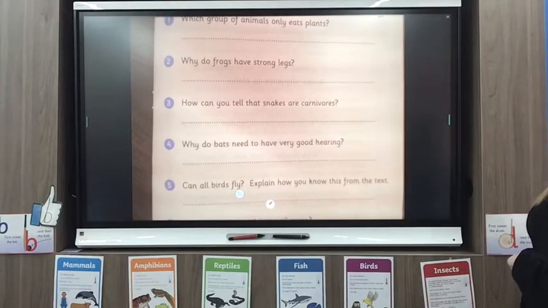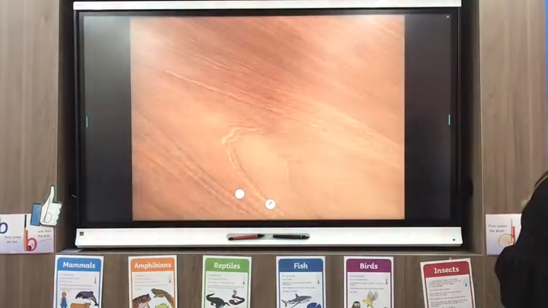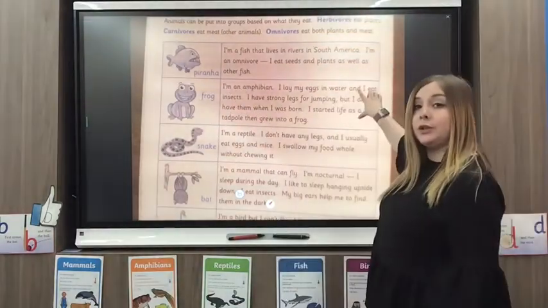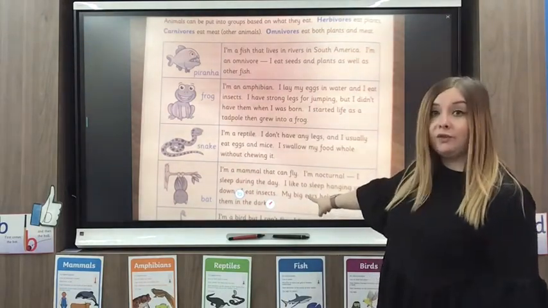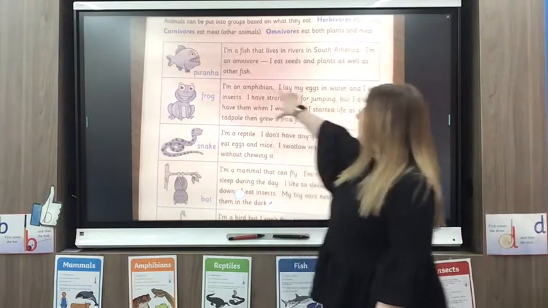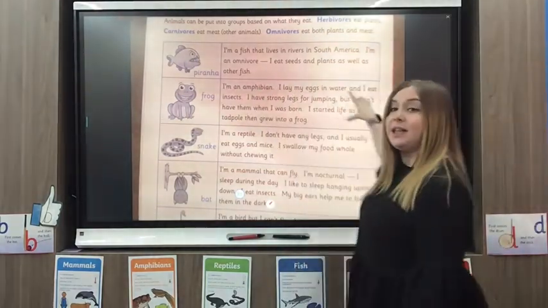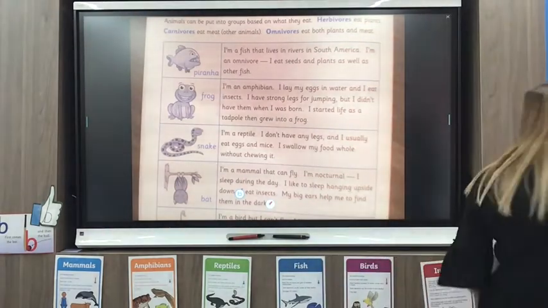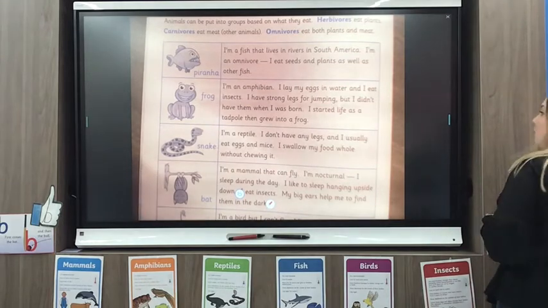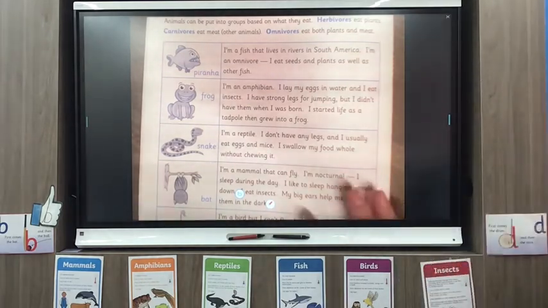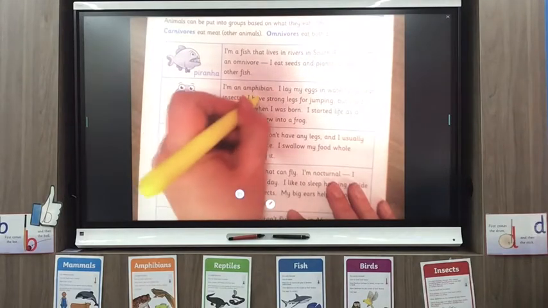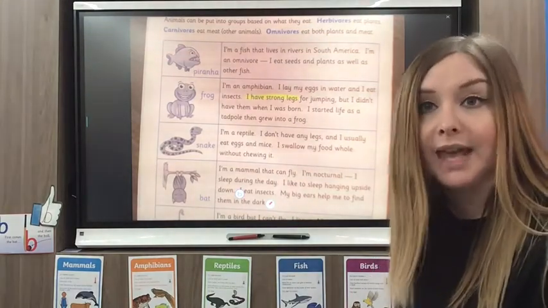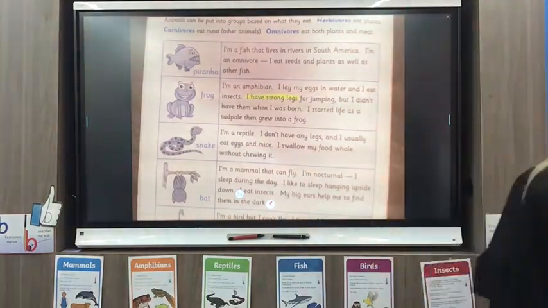Why do frogs have strong legs? So for that question, guys, we're only going to be looking in this box. We're not going to read down here for frogs because all of the information about frogs is in that section. And I'm going to look for the word strong. Going to skim my text for the word strong to see if that will help me. So I have strong legs. And then I want you to figure out the rest of the answer. Why do they have strong legs?